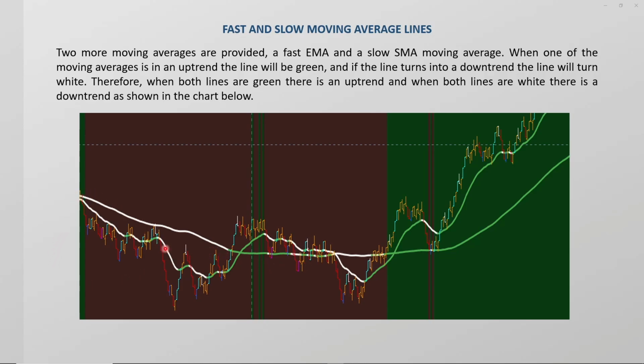Here we have two more lines, which are dynamic lines, moving averages. One is an EMA, an exponential moving average, and the other one is an SMA, or a slow moving average. If the lines are going down, then they will turn white, and if the lines are going up, they will turn green. If both lines are white, then you have a downtrend. If both lines are green, then you have an uptrend.